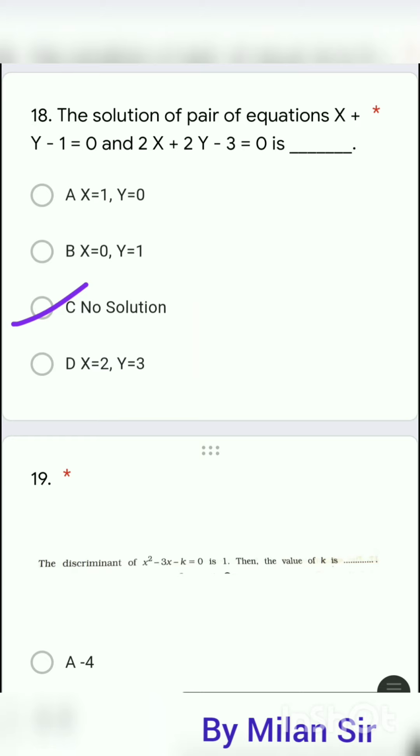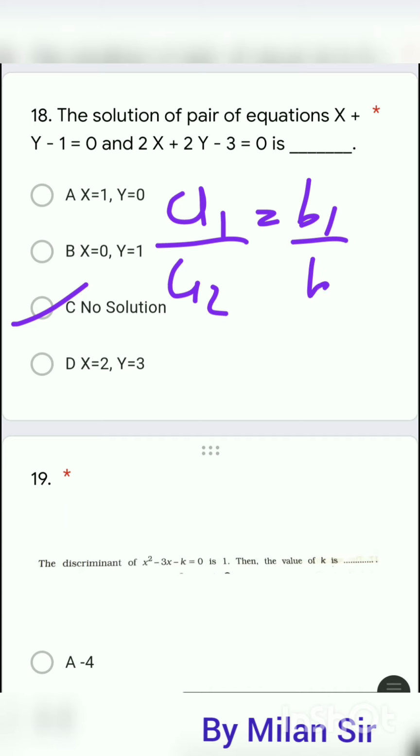Okay. Here our answer is option C, no solution. Otherwise, if you initially just check a1 upon a2, b1 upon b2 and c1 upon c2, then even you can get the answer no solution. But if you directly solve the equation and face this type of situation, from that you can write this answer, no solution.